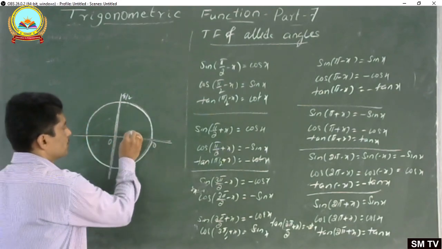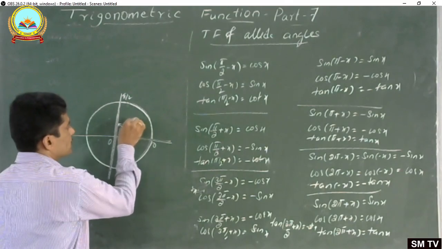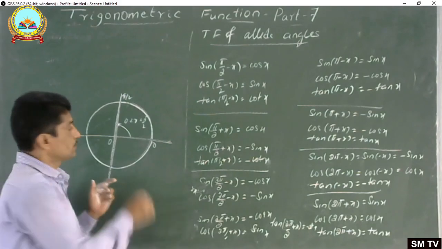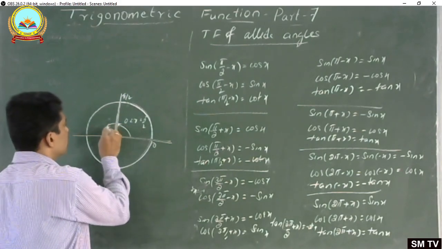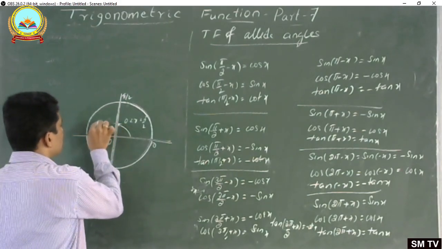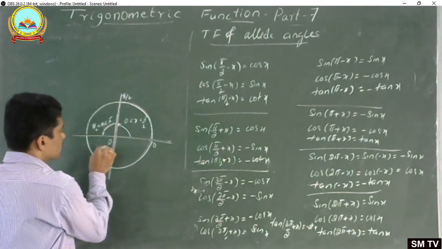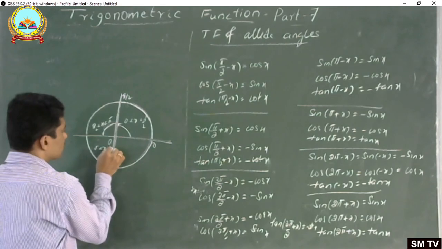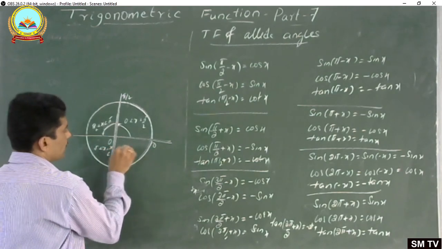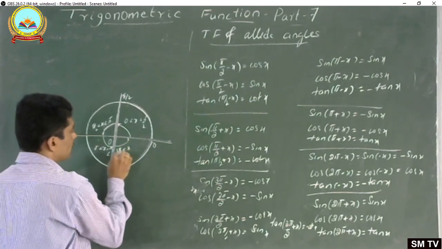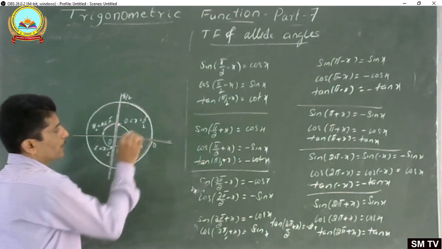This one is the first quadrant: x is greater than 0 and less than pi by 2. This one is x greater than pi by 2 and less than pi. And this one is x greater than pi and less than 3 pi by 2. Here x is greater than 3 pi by 2 and less than 2 pi.